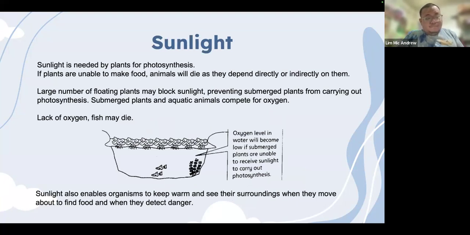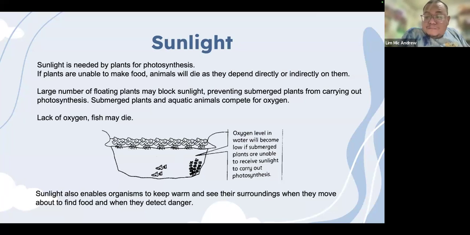All right, next up, sunlight. Sunlight is needed by the plants to make food. If the plants cannot make food, they will die. And when they die, the animals that eat the plants will die as well. A real life example is the pond. A large number of floating plants may block the sunlight, preventing the plants below from having sunlight to make food. So the oxygen level in the water will become low because there's no gas exchange. The fishes in the pond will eventually die because of lack of oxygen.